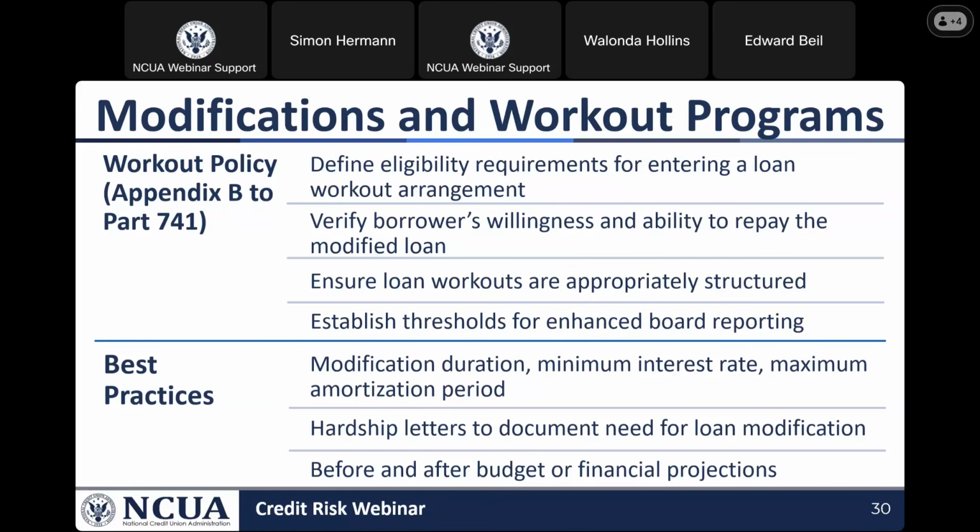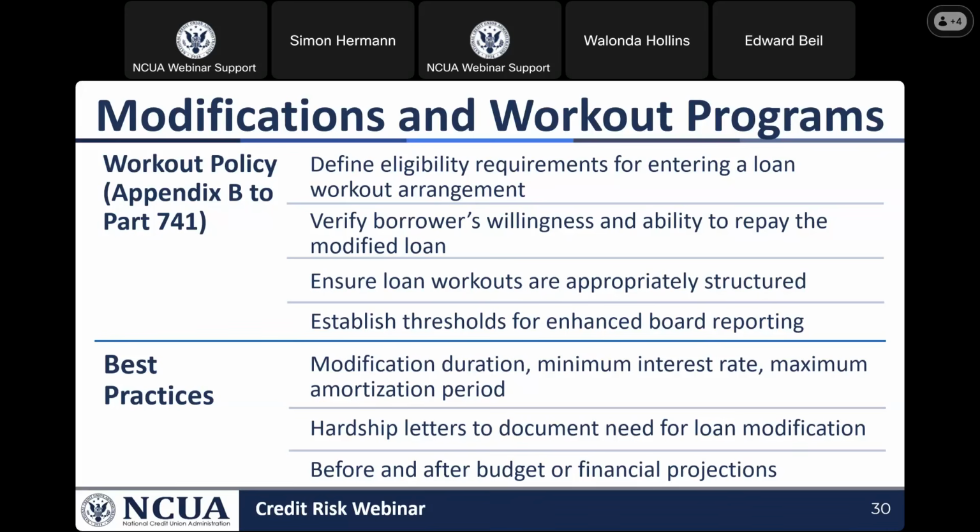Modification and workout policy ideally establishes the potential duration of modifications, the minimum interest rate, and the maximum amortization period. This is often done through a waterfall structure that outlines each step that will be considered before proceeding to the next step of the workout.